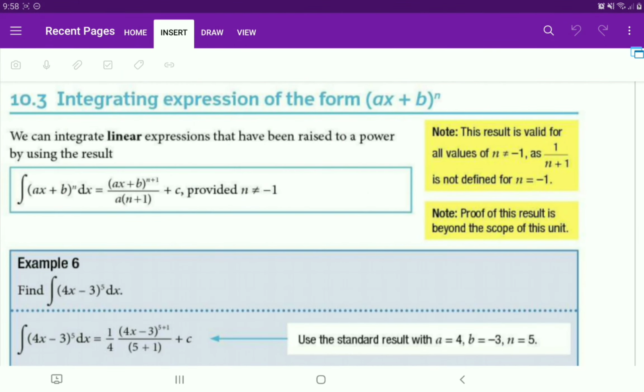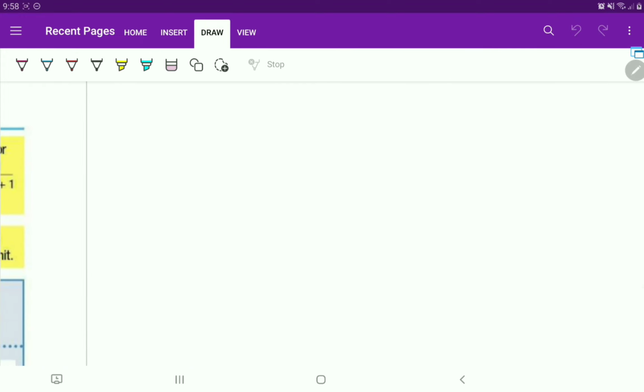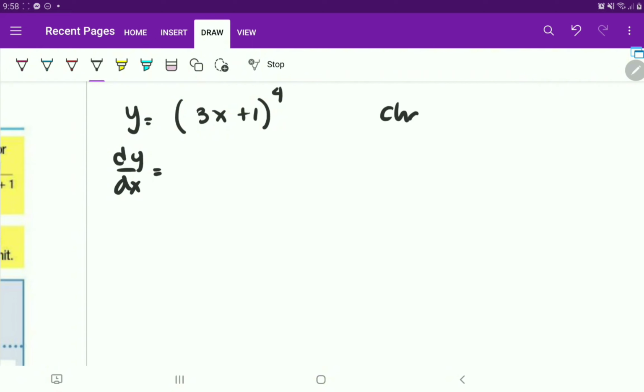3. Integrating expressions of the form (x plus b) to the power of n. But before we go into this one, let's review first our derivative. If y is equal to (3x plus 1) to the power of 4, how do we get the dy/dx of this one before? We said we use the chain rule. And how did we use the chain rule?